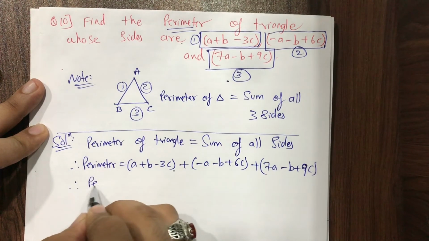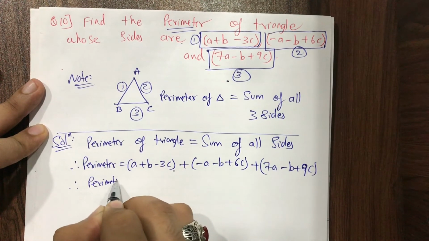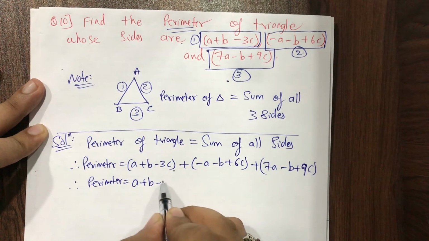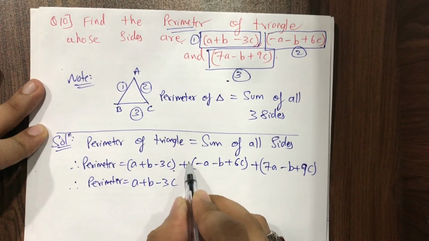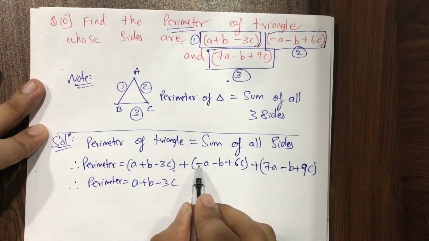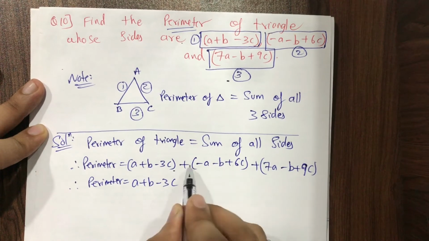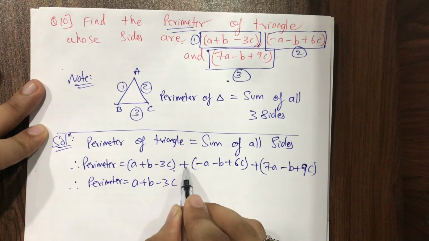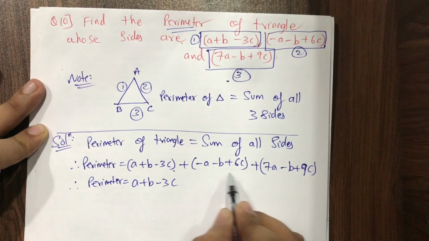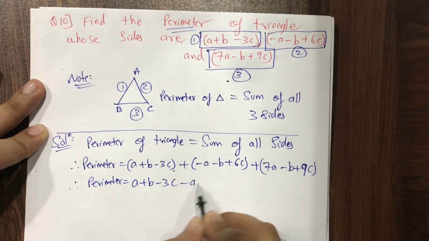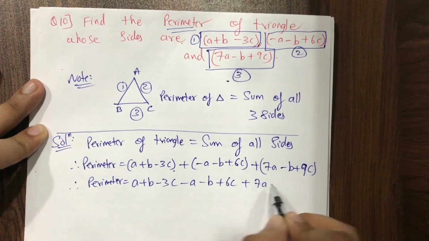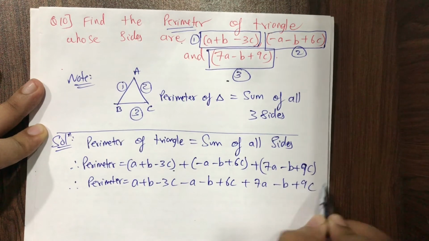Therefore, perimeter will be equal to a plus b minus 3c. It's like a plus 1 outside. So whenever we have plus outside any bracket or expression, the entire expression remains intact along with the signs. It's like plus 1 multiplied by minus a, it will be minus a, and so on. So we just have to copy the expression as it is. So it is minus a minus b plus 6c plus 7a minus b plus 9c.